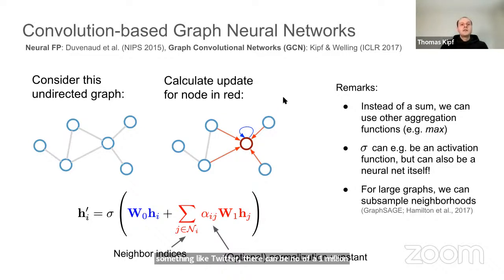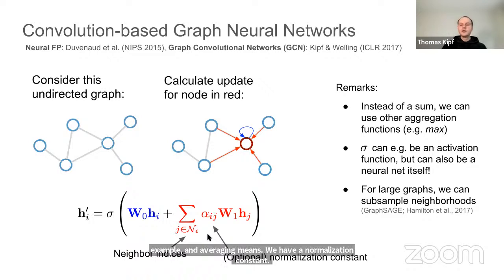In this case, we need to figure out a way to deal with these vastly different numbers of neighbors. The simplest way is to normalize these messages, to say, hey, instead of summing all of these messages up, we average them, for example. Averaging means we have a normalization constant here that is just 1 over the number of neighbors.